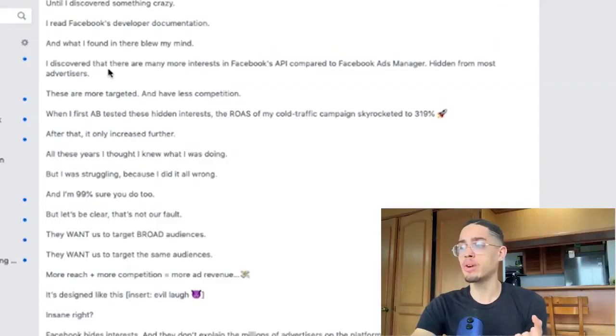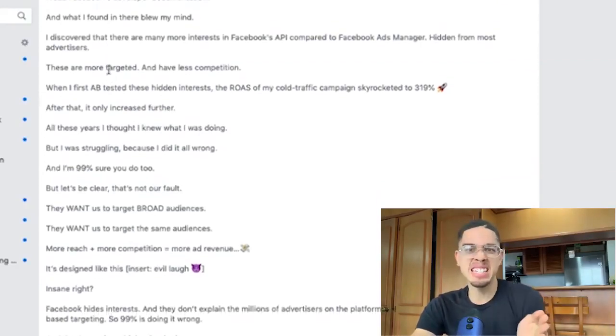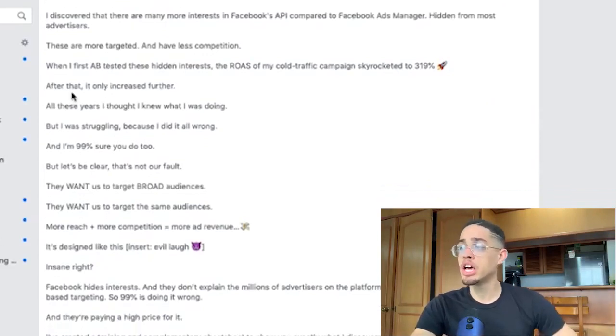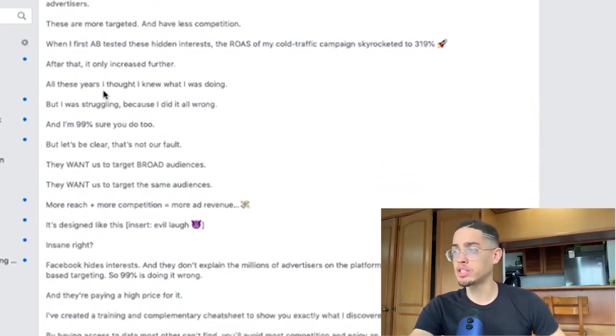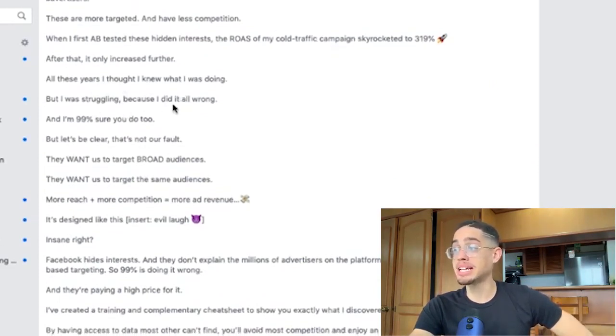So he's talking about discovering something that nobody else has access to. So it's exclusive. I hate saying that word. Exclusivity? There we go. So basically feeling exclusive, right? Not everybody has access to this. Only Facebook developers have access to this. It's kind of like this hidden secret. Like, oh no, I want access to that. Because this one thing, the one thing that you're selling, is gonna improve my advertising. Guys, obviously it's not that, but he's doing what he needs to do to sell his product. So after that, it only increased further. All these years, I thought I knew what I was doing, but I was struggling because I did it all wrong.